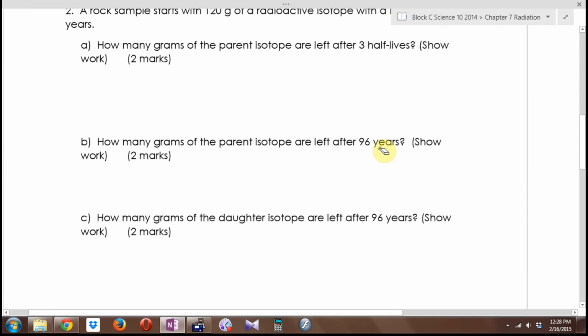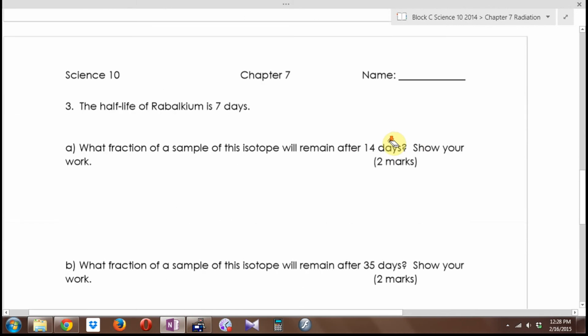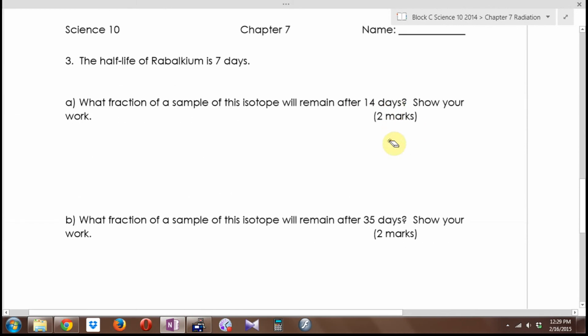I put some more half-life stuff. These half-life, number 2, I lifted right from the test and just changed the numbers. That's a hint. Oh, I have an element called ribalcium. We all know you're radioactive.